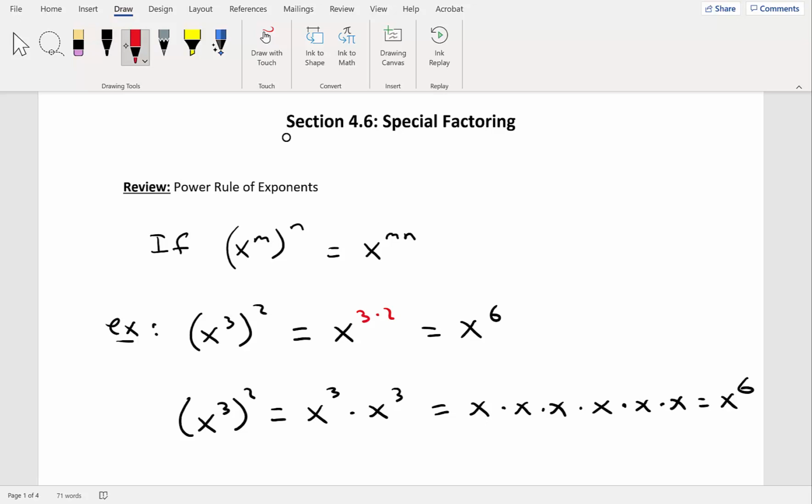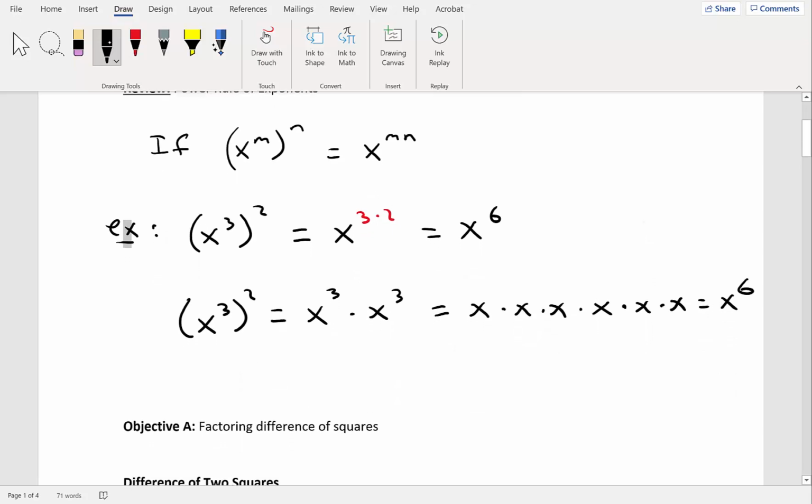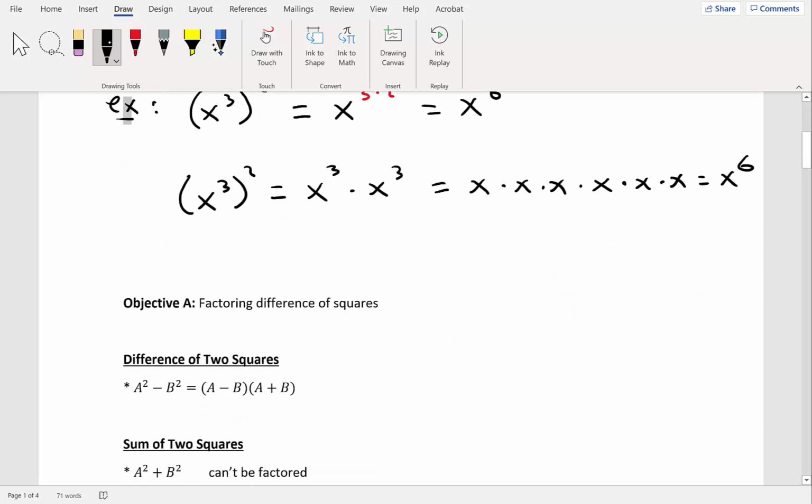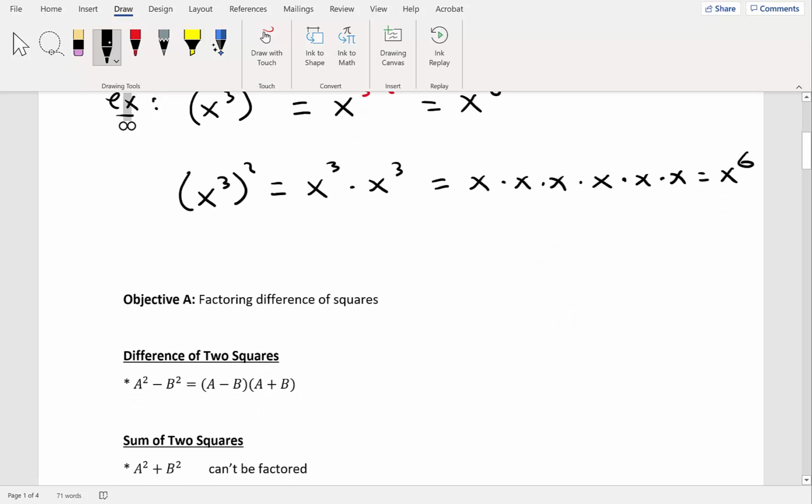The main reason why I'm showing you this review for the power rule is that we're going to be starting off with, say, x to the 6th, and I want to rewrite it into this form. We'll take a look at that in this section. Now, for special factoring, we're mainly going to be factoring binomials. So our first objective is to factor differences of squares.